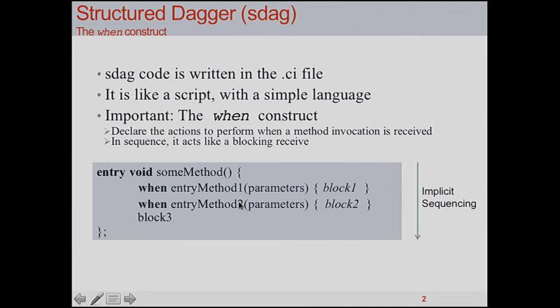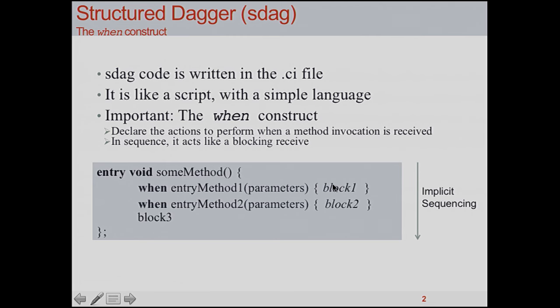If this comes first, no, it won't execute block two. It will wait for method one to arrive and execute block one, and block three will execute only when those two are finished. So there's an implicit sequencing going through the when blocks, right? And when I said block one or block two, they can be nested constructs. They can be other when blocks and so on. And all the parameters are accessible inside the block.